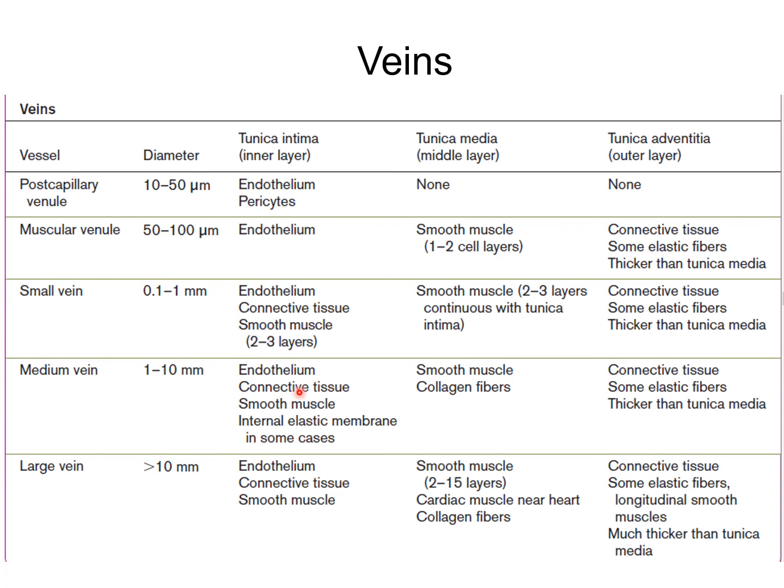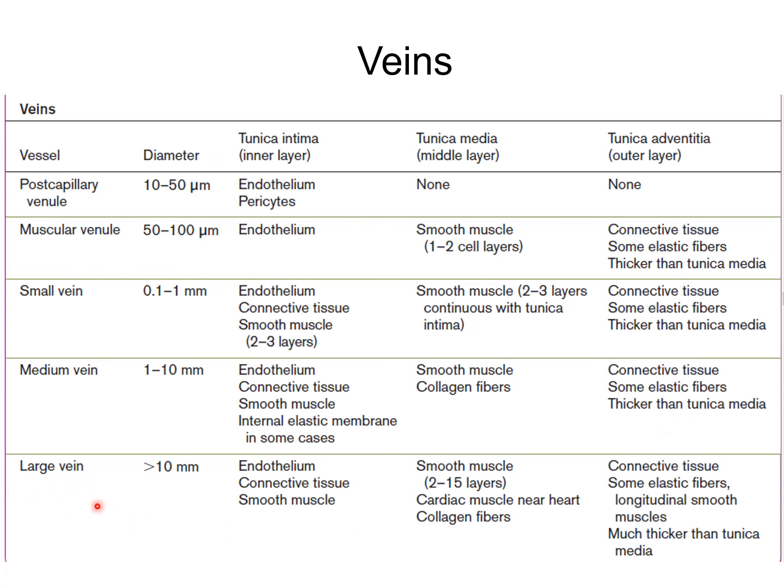The medium veins, 1 to 10 millimeter in diameter, have endothelium, subendothelial connective tissue. It has smooth muscles in the tunica media. It has internal elastic lamina in some cases. Tunica media contains smooth muscle. Tunica adventitia contains connective tissue, elastic fibers, and again it is thicker than tunica media.